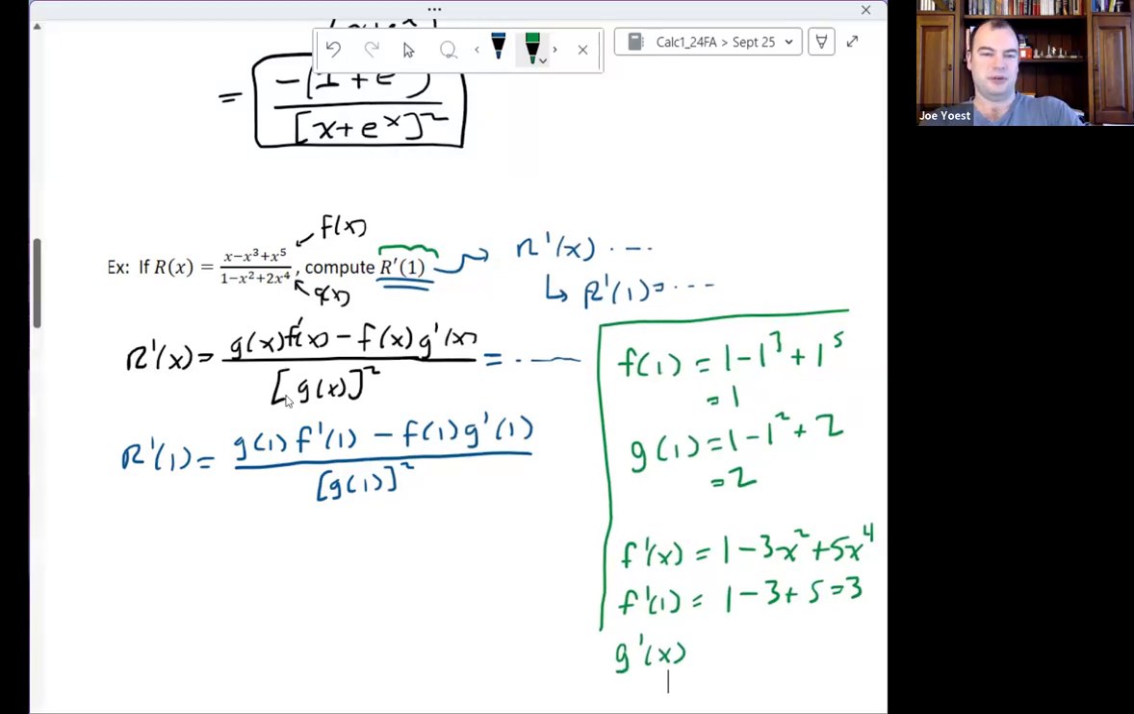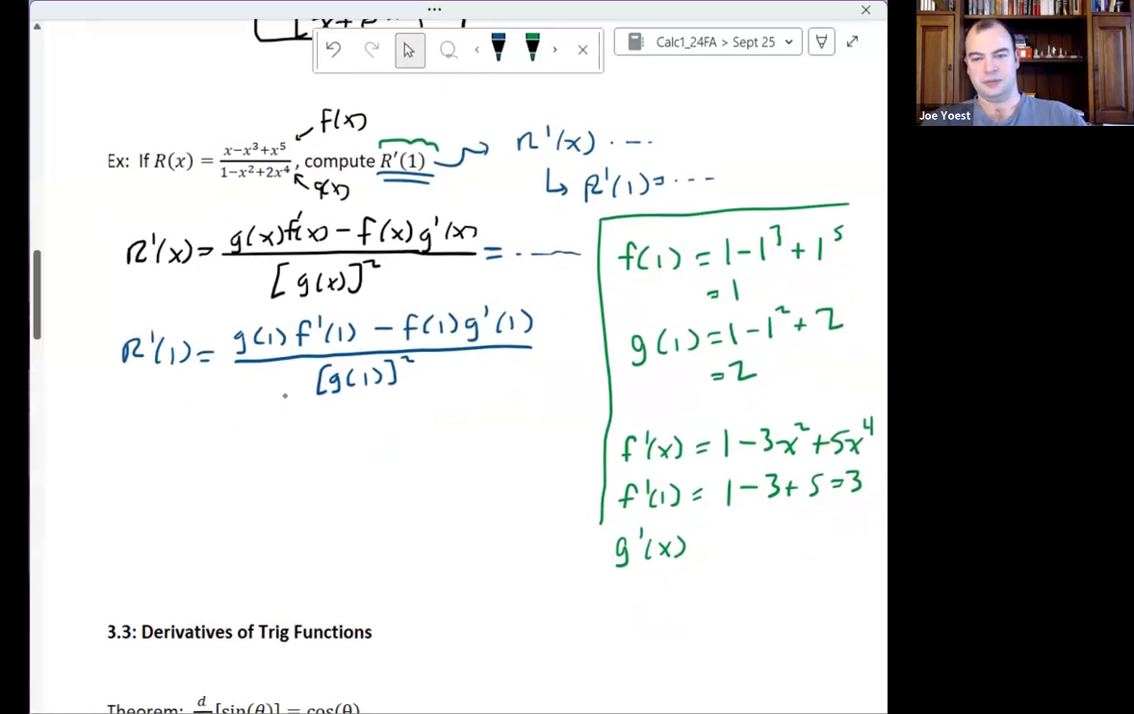And lastly, g prime of x. Same thing here. We differentiate the denominator by itself. That's 0 minus 2x, and then plus 8x cubed. And g prime of 1 is negative 2 plus 8, which is 6.